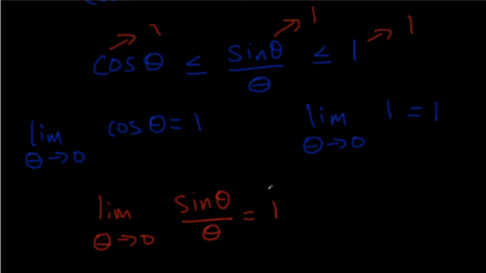Okay, let's try another proof that involves cosine. Let's see what that looks like. We're given the limit as x approaches 0 of 1 minus cosine x over x. We want to prove that this is equal to 0.